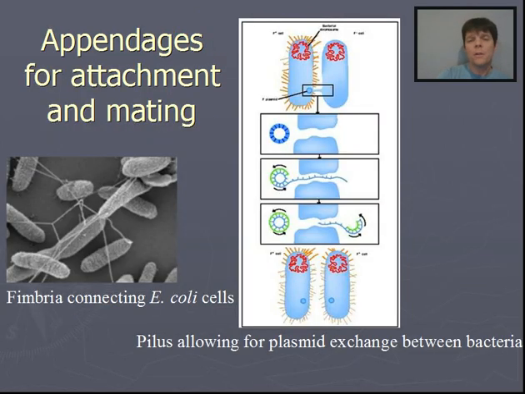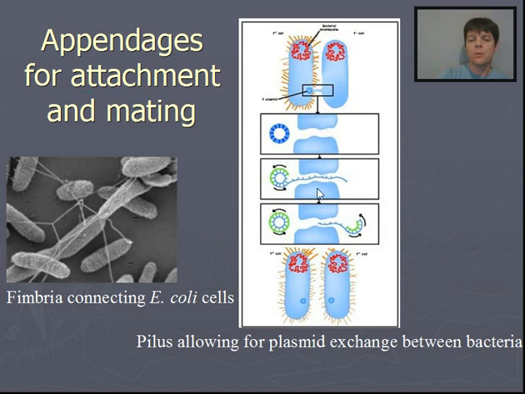These two images show some appendages that bacteria use for attachment or mating. Fimbriae shown here. So again, we're looking at some bacillus bacterium. The fimbriae are the things that look like threads between them. So these are used for attachment. Now these might allow the, shown here, the E. coli cells to attach to each other, or it might allow them to attach to cells on the inside of the gut where they live.